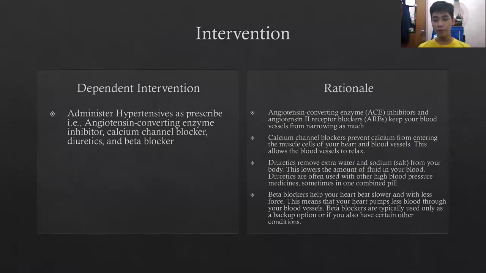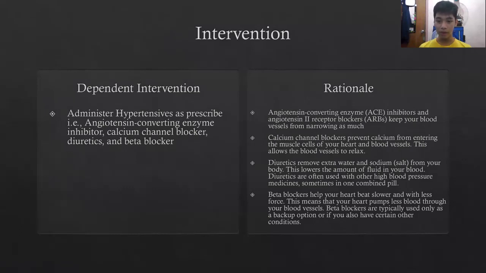And diuretics remove extra water and sodium from the body. So this lowers the amount of fluid in the blood. This is often used with other blood pressure medications and sometimes in one combined pill. And beta blockers help the heart beat slower and with less force. This means that the heart pumps less blood through the blood vessels.